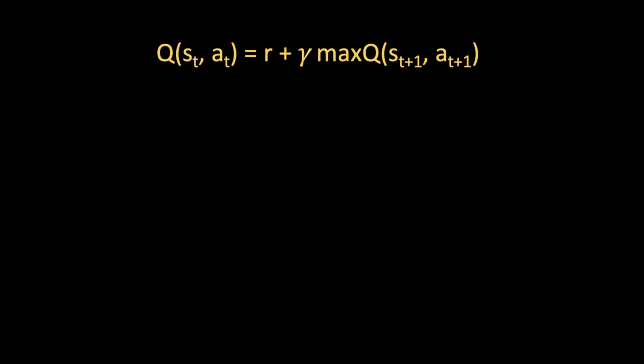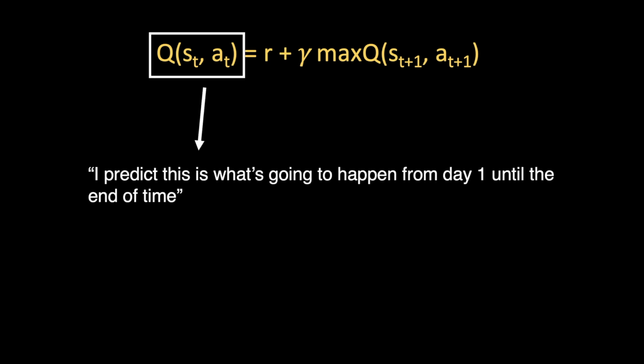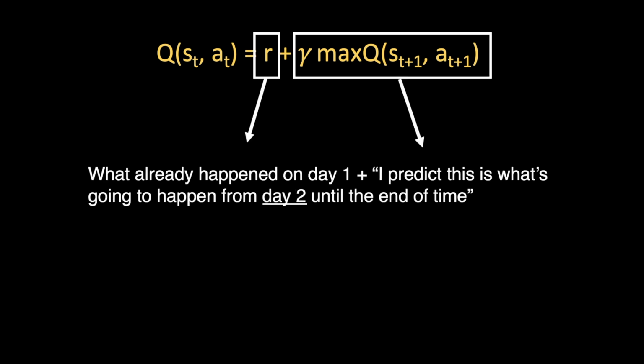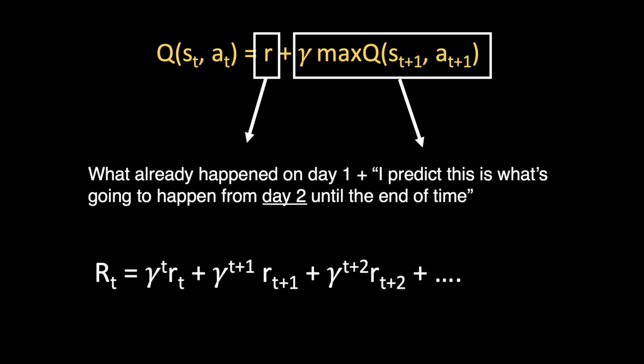Now let's try to understand this equation. Think of the left-hand side as the agent saying, I predict this is what's going to happen from day 1 until the end of time. And this is the same thing as the long string of rewards that we saw before. Now think of the right-hand side as what already happened on day 1, plus the agent saying, I predict this is what's going to happen from day 2 until the end of time. This is also the same thing as what we saw before.